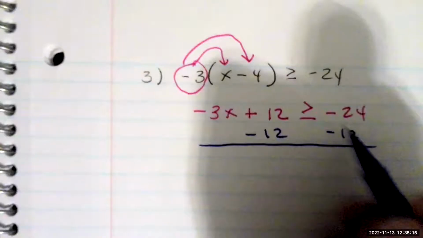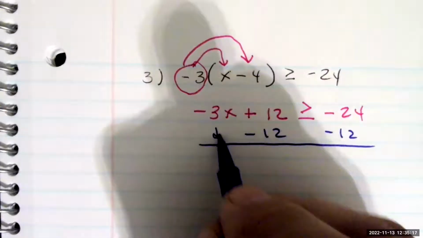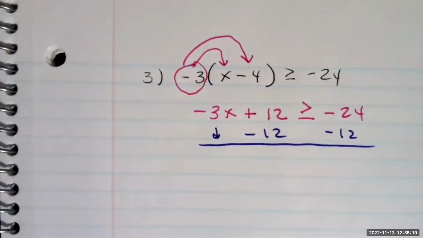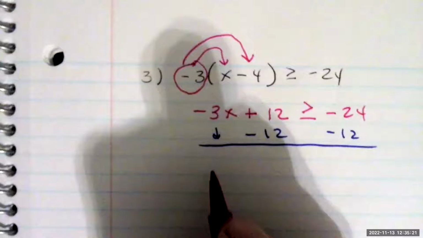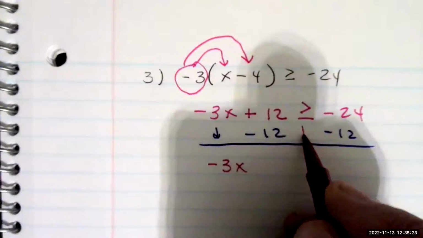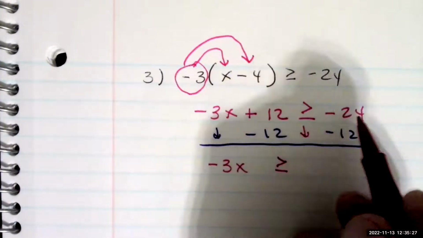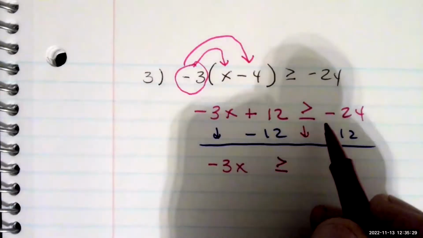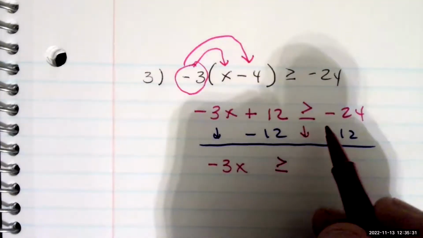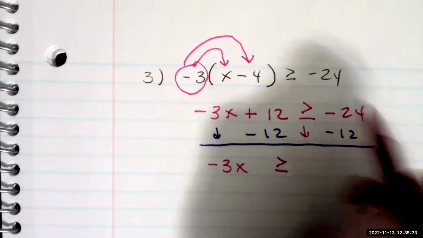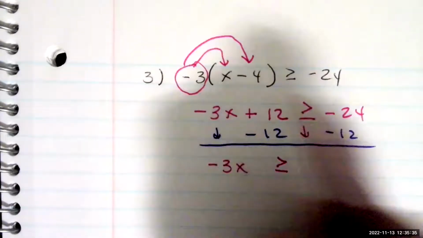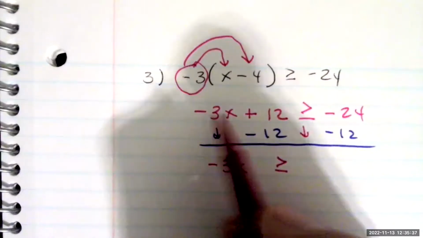Notice how I line up my numbers. Bring down my -3x. Bring down my inequality. Remember, this is 0. It's a 0 pair. A -24 and a -12. All right, so when you have two negatives, you're going to add them. This is add and subtract area. The only time it's multiply and divide is when we're getting the number away from x.